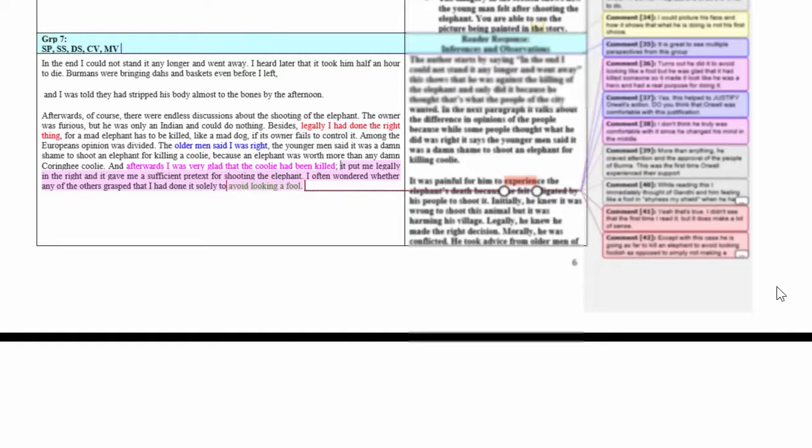but actually getting into serious discussion with each other or expressing disagreement. For example, comment 38 states, "I don't think he truly was comfortable with it since he changed his mind," talking about Orwell's situation in the story.